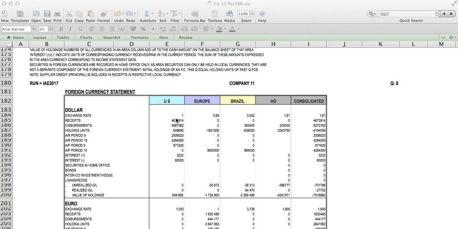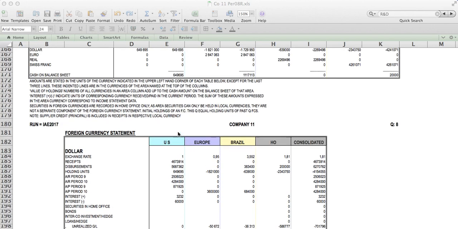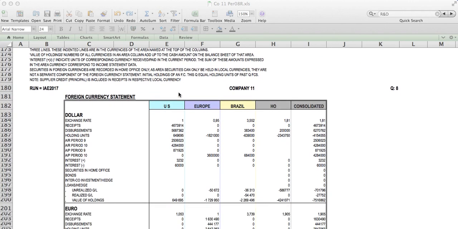So this company has received nearly $4.6 million. They have expended 5.6, so they spent more than they received, but fortunately they had a positive balance before, and so at the end of the quarter, they are left with $649,000, which is what we see here.